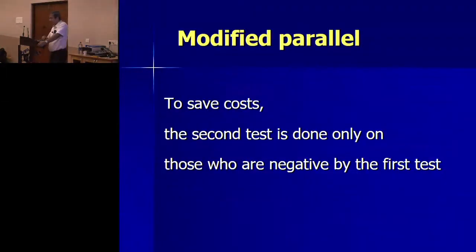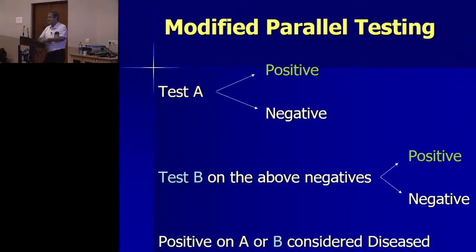Like I said, this is parallel testing, when you give all at once, or, to save costs again, the second test is done only on those who are negative by the first test. So this is a modified parallel testing where you do test A, positive or negative, and then you do test B on the negatives. Then you say positive, negative, and if either A or B is positive, you consider disease is present.